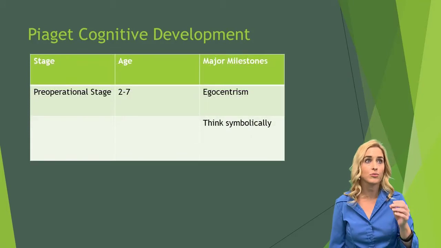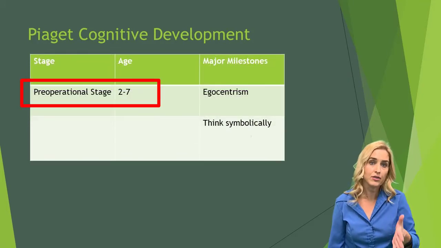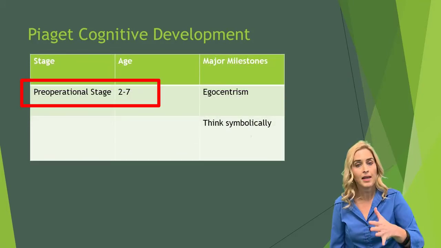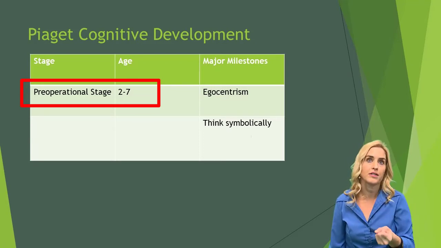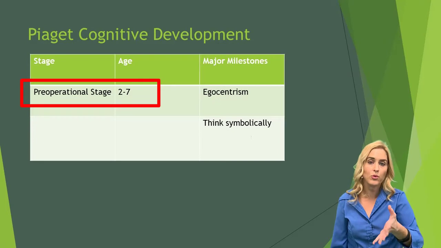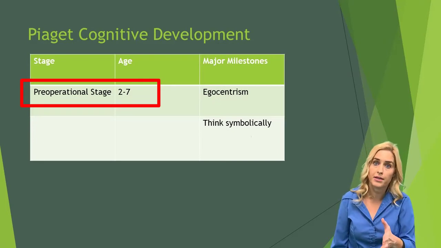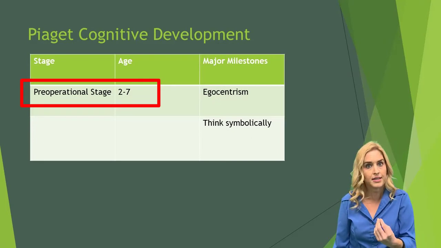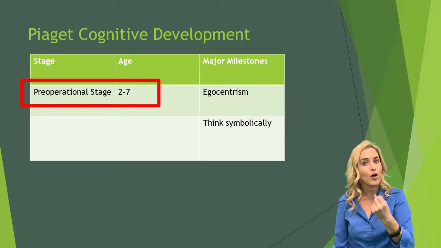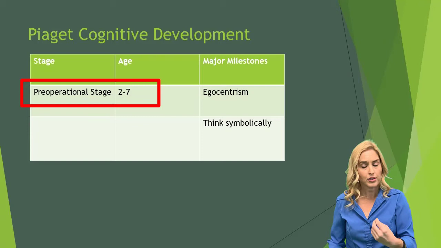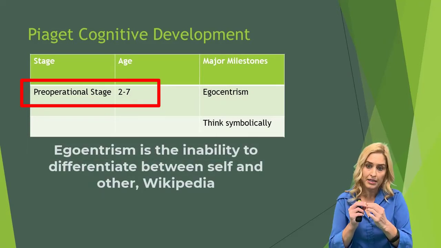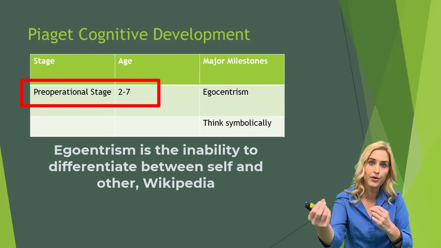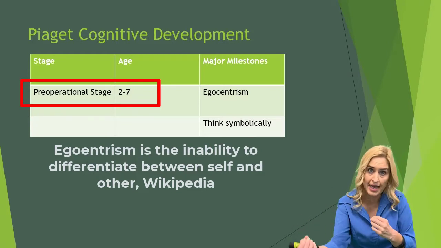The next stage is preoperational stage, and this is from ages 2 to 7. Some of the major milestones and major features of this stage include egocentrism, as well as being able to think symbolically. Egocentrism is the idea that the whole world revolves around me and I have the only perspective. So I don't have the ability from age 2 to about 7 to take on the perspective of another individual or another kid my age.